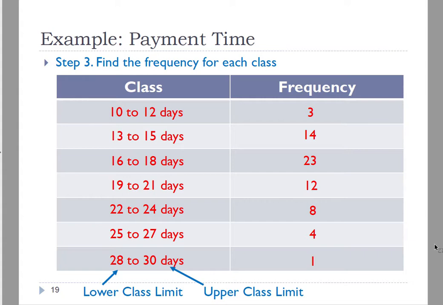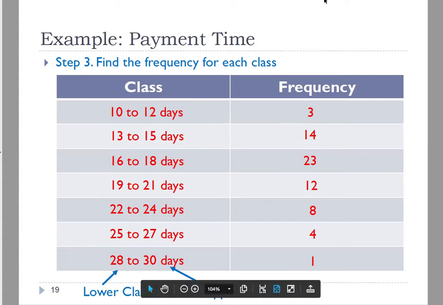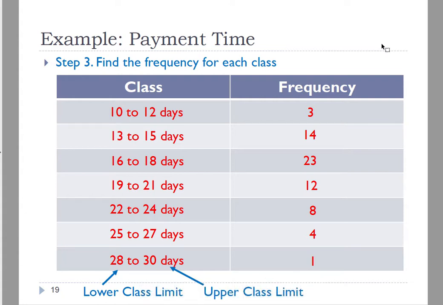And then we are going to find the frequency for each class. So now you can see our lower class limit and our upper class limit. We have our 7 different classes, 1, 2, 3, 4, 5, 6, 7. Our class width is 3. So 10 to 12 days, 13 to 15 days, 16 to 18 days, 19 to 21 days, 22 to 24, 25 to 27, and so on and so forth. And then we're going to count the frequency that it occurred in each one of those classes.